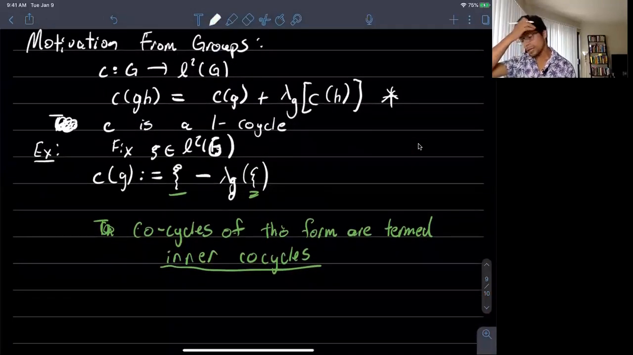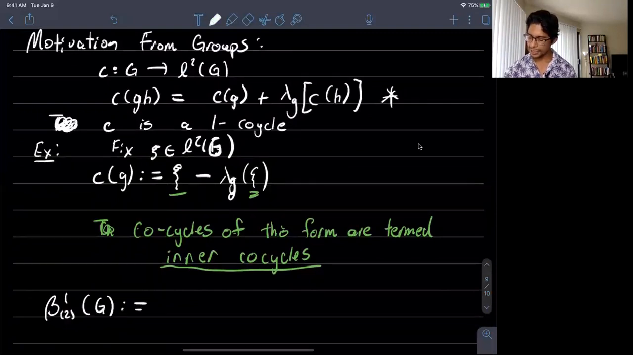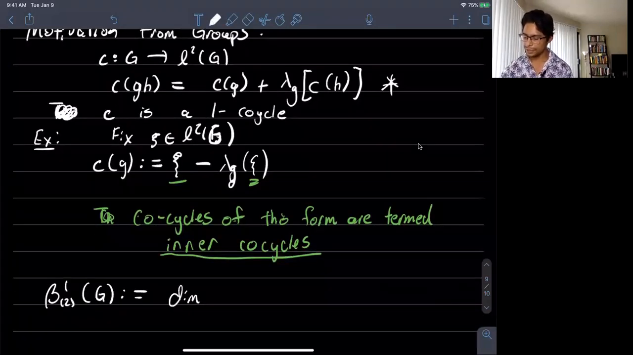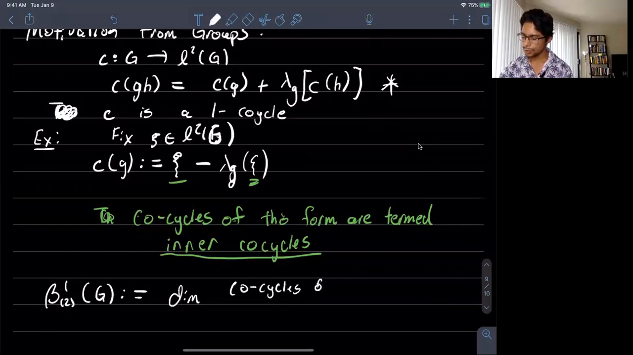A little bit more about cohomology for groups. We define the first L2 Betti number of a group. This is the dimension, though I'm going to sweep the details of how you compute this dimension under the rug for now. This is the dimension of the space of all cocycles for G modded out by all inner cocycles.